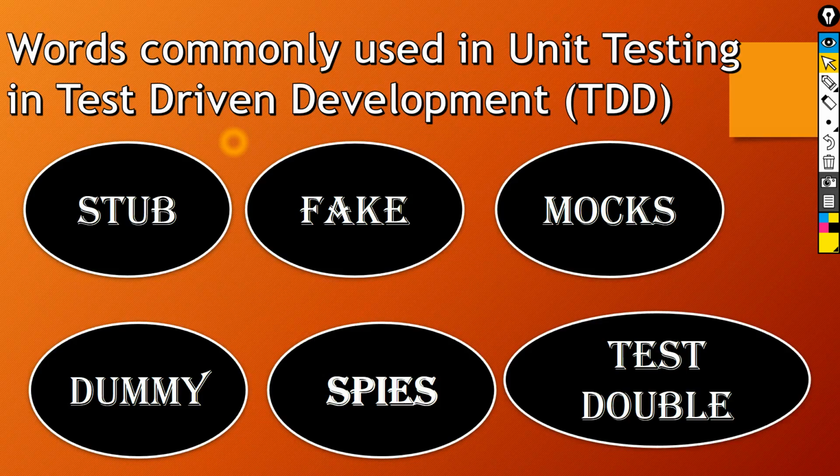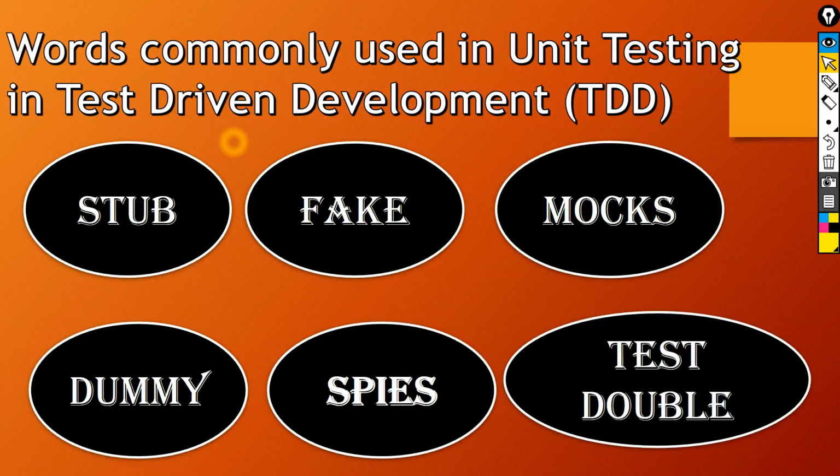Okay, so as you can see in this slide, these are the words commonly used in unit testing and test driven development. Okay, so as you know, in test driven development there are many testing frameworks. It may be MS Test, it may be NUnit, it may be XUnit, etc. Okay, so in this video tutorial we will learn about stub, fake, mock, dummy, spy and test double.